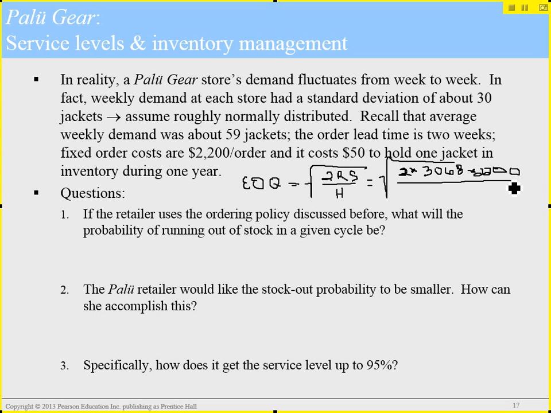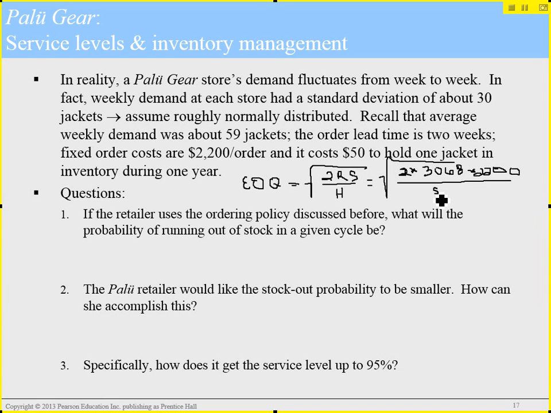Okay, and my holding costs. If you remember, we've talked about holding costs in terms of unit price times inventory carrying cost. And what they do here is they just give us the total dollar amount. And they say that unit price times inventory carrying cost is actually $50 per jacket per year.